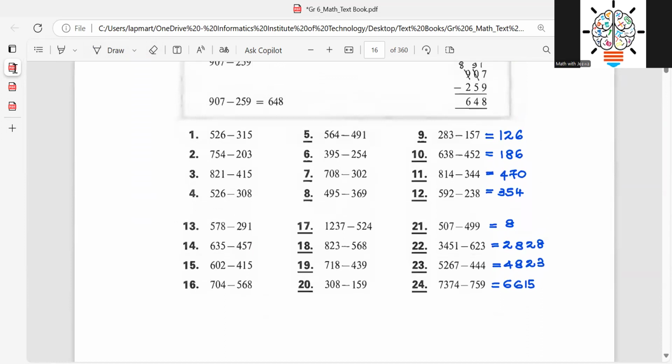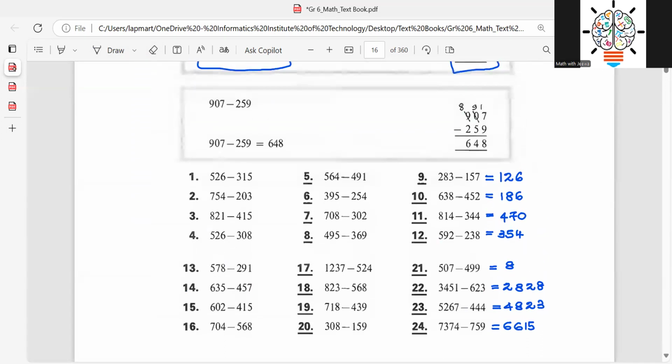So these are the 10 sums I asked you to do. Even though I have just written the answers, you know what to do. You write it in the right side column, the working column, and you do the subtraction. Then whatever answer you get, you transfer to the relevant place. So that is the method.